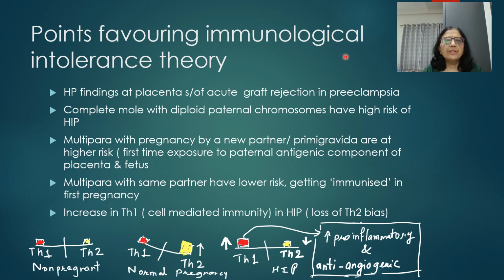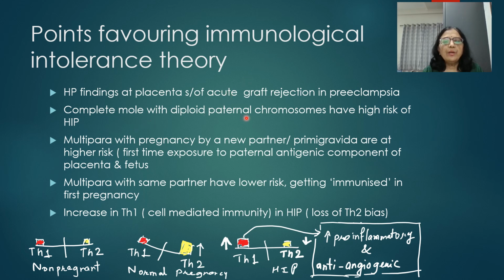Points which favor this immunological intolerance theory are: histopathological findings of the placenta suggestive of acute graft rejection in patients with preeclampsia. If you send a placenta for histopathological examination in patients with preeclampsia, the findings are the same as those found with acute graft rejection. The placenta is like a graft because it has a paternal component also. And whenever there is a graft rejection like finding, it is suggestive of immunological intolerance.